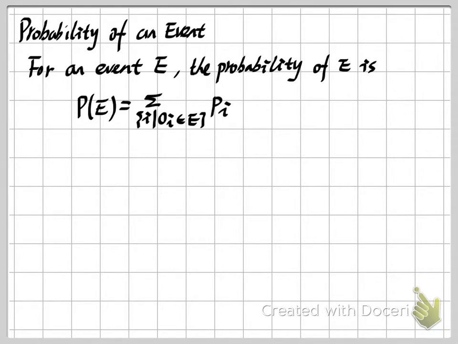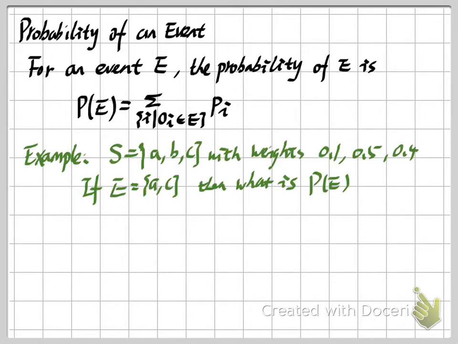This means we will sum up all of the weights pi when the outcome oi is in our event E. So this is a way to get the probability of our event E. Okay, so let me give you a short example of this.